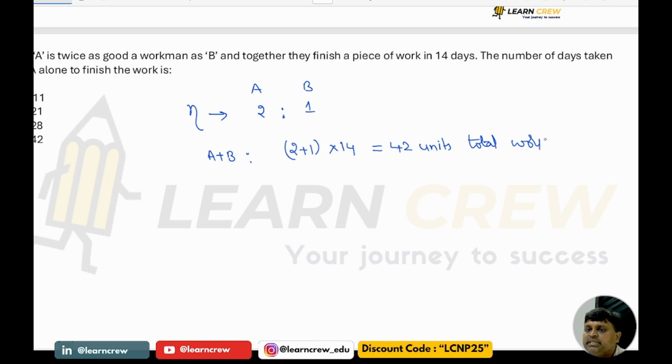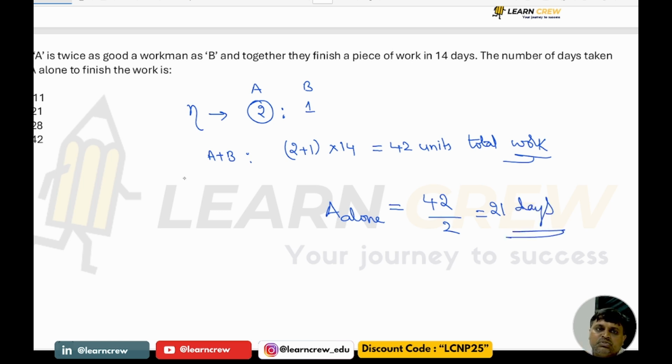Now the question is the number of days taken by A alone to finish the work. A alone takes how much time? A's capacity is 2 per day. To complete 42 units at 2 per day, it takes 21 days. So the answer is 21 days.